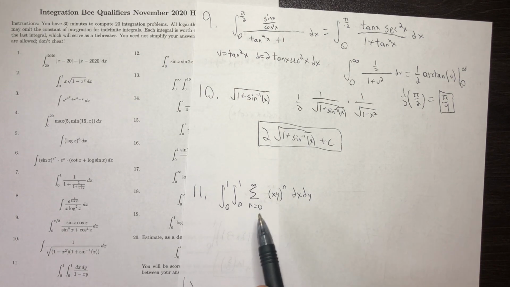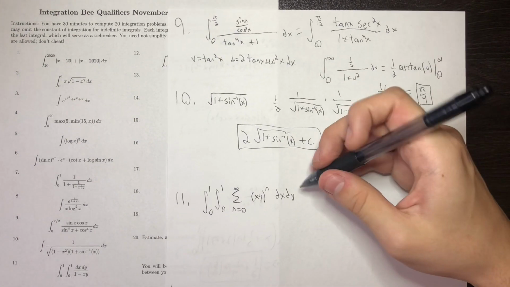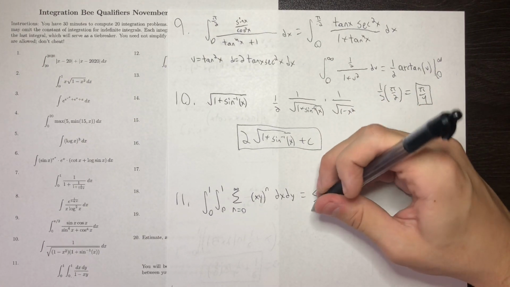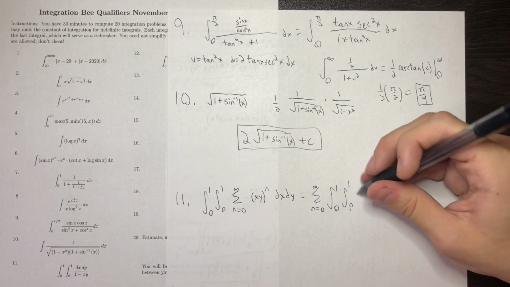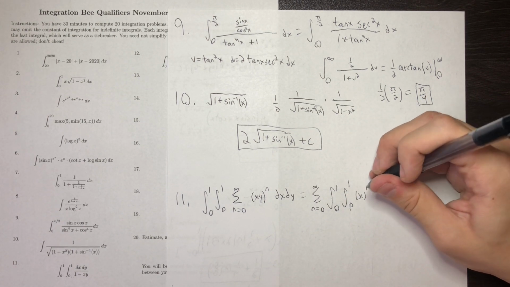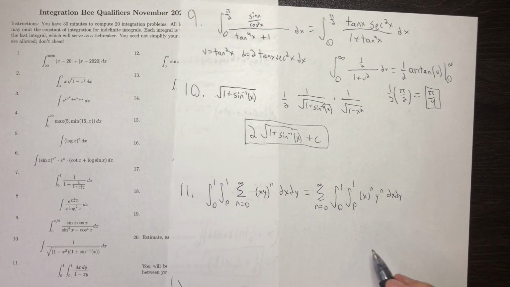Because all we did is, if you were to use the geometric formula to simplify this, we get 1 over 1 minus xy. So now we can change the order of integration in the summation, so this equals a sum from n equals 0 to infinity of the integral from 0 to 1, 0 to 1 of x to the n times y to the n, dx dy. Now this is really easy to integrate one variable at a time.